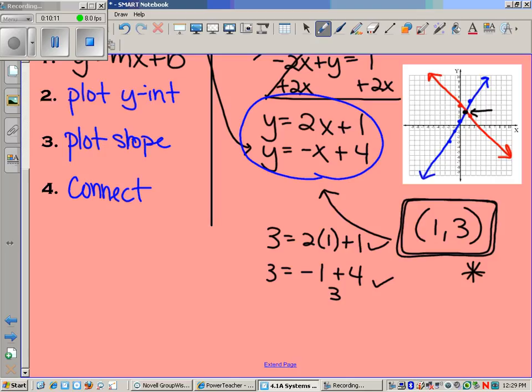You should be able to get 100% on your quiz and on your test on Chapter 4 by checking your solutions. You should be able to get 100% on your homework tonight, any quizzes we have in Chapter 4, and on your Chapter 4 test, because you can check all of your solutions. I plugged it back in, and it worked for both of them, (1, 3). Okay, that's for graphing. Put it in y equals mx plus b, graph it, see where they cross.